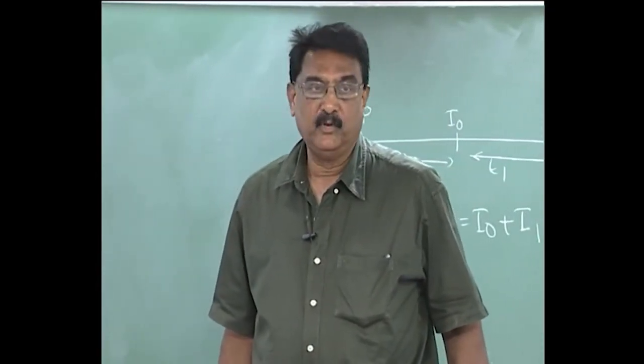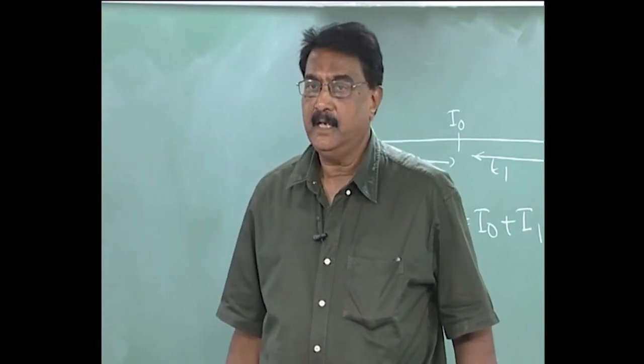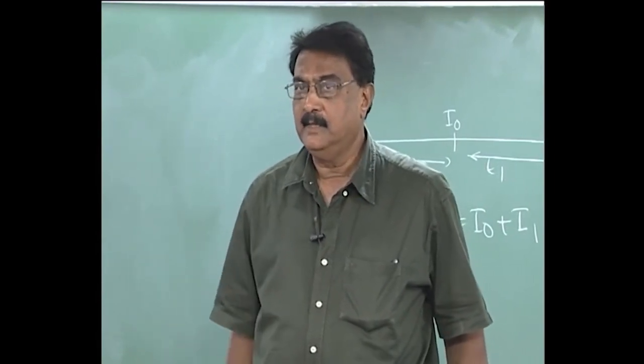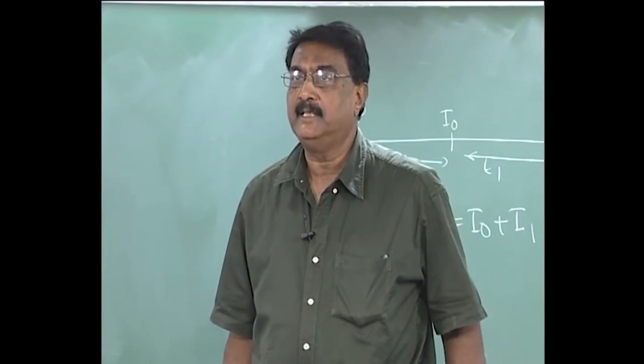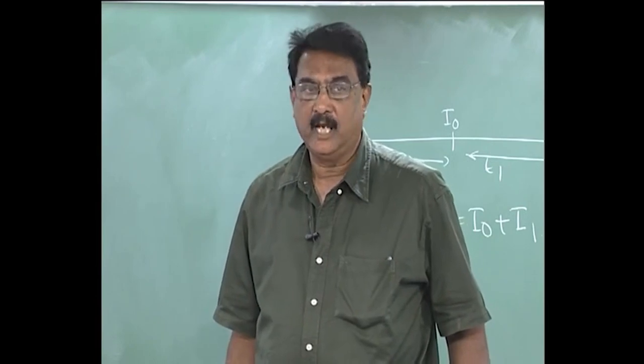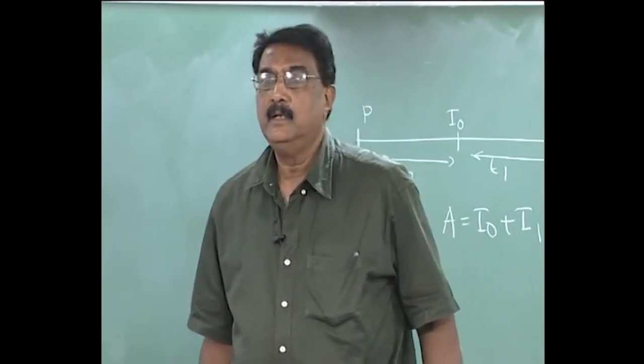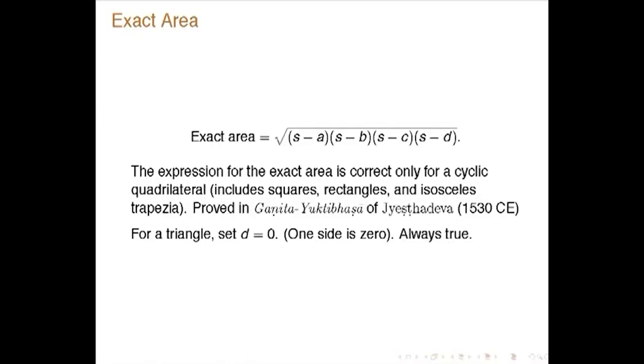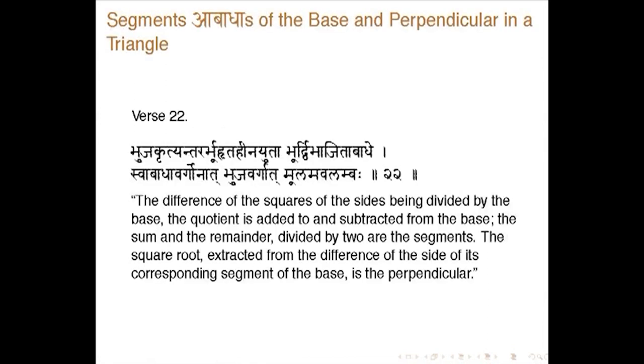Now the proof is not given in the commentary. Much later it will come in the Ganita Yukti Bhasha of Jyeshtha Deva, which will be discussed later on. A very elaborate proof of this result is given, of course for the cyclic quadrilateral. For the triangle, you take one side to be 0, and then you get the result. For a triangle it is always true, because any triangle is cyclic: you can always have a circle going through all the vertices.